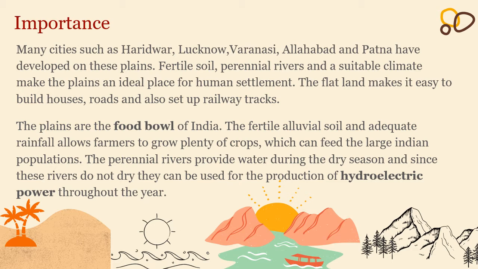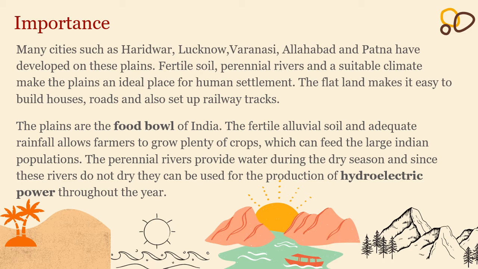Many cities such as Haridwar, Lucknow, Varanasi, Allahabad and Patna have developed in these plains. Fertile soil, perennial rivers and a suitable climate make the plains an ideal place for human settlement. The flat land makes it easy to build houses, roads and also set up railway tracks.